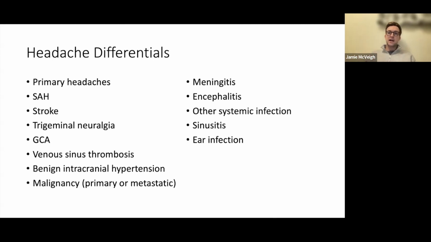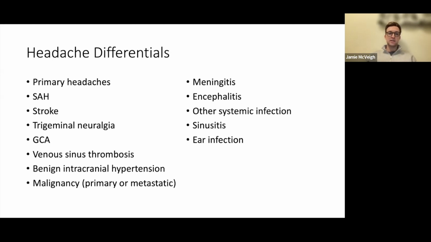GCA is a rheumatoid condition. It's a giant cell arteritis affecting the temporal artery. You get jaw claudication as a classic sign, so pain on one side of the face on eating. You get scalp tenderness, and typically they'll be associated with other rheumatological conditions such as polymyalgia rheumatica.